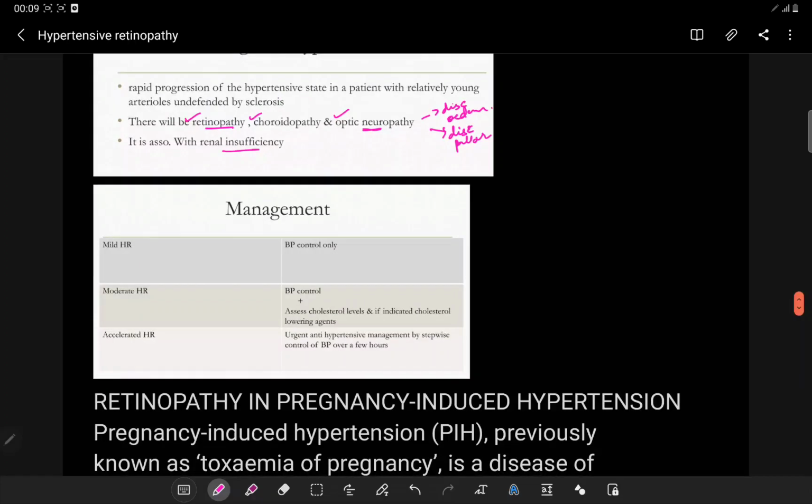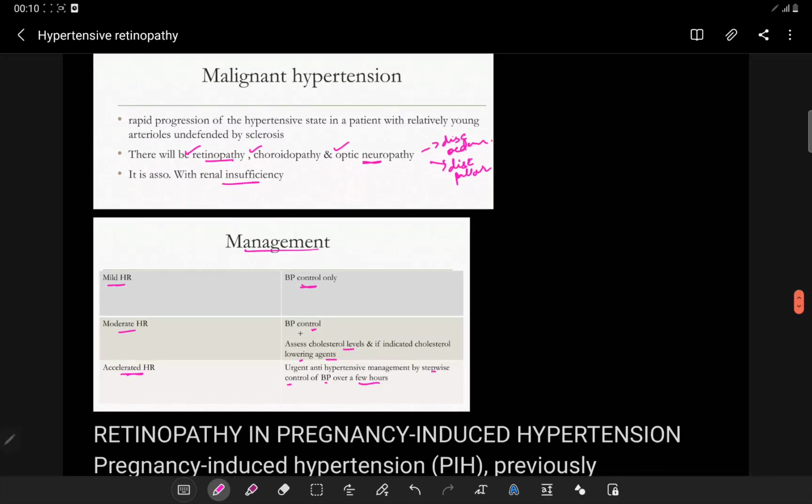Now, what is the management? The management is simple. If it's a mild hypertensive retinopathy, BP control has to be there, and in the moderate type, we have to go with BP control and assess the cholesterol levels. If indicated, cholesterol lowering agents have to be given. Next, in accelerated hypertensive retinopathy, the malignant type, urgent antihypertensive treatment by stepwise control of the BP over a few hours is necessary. So this was about hypertensive retinopathy.